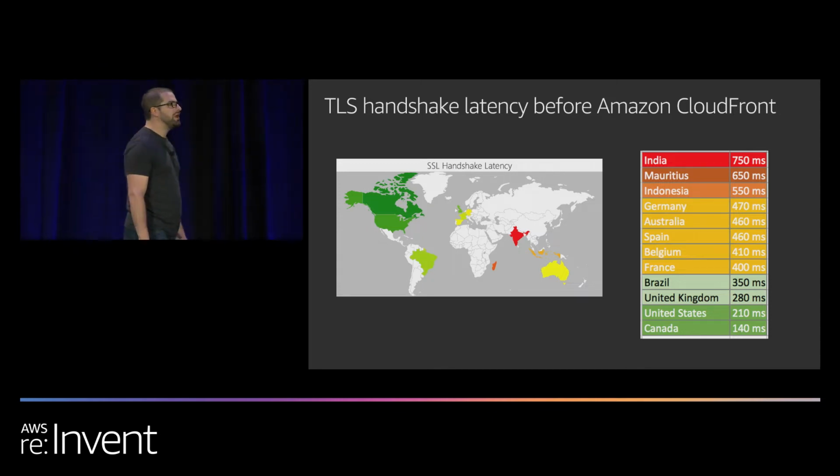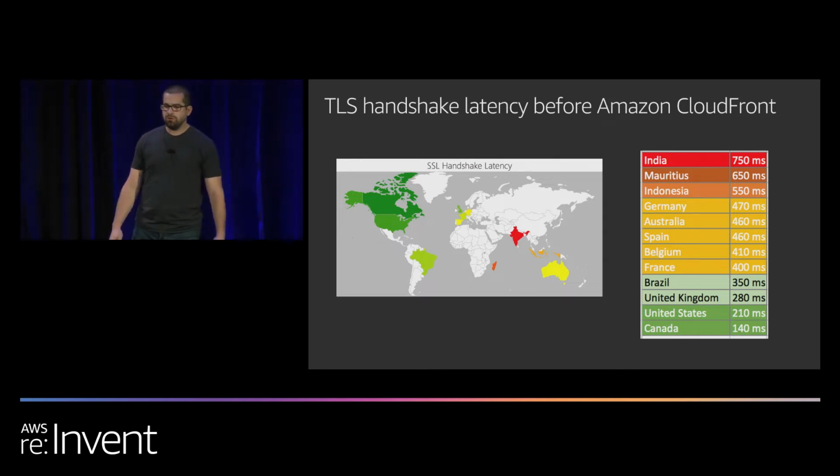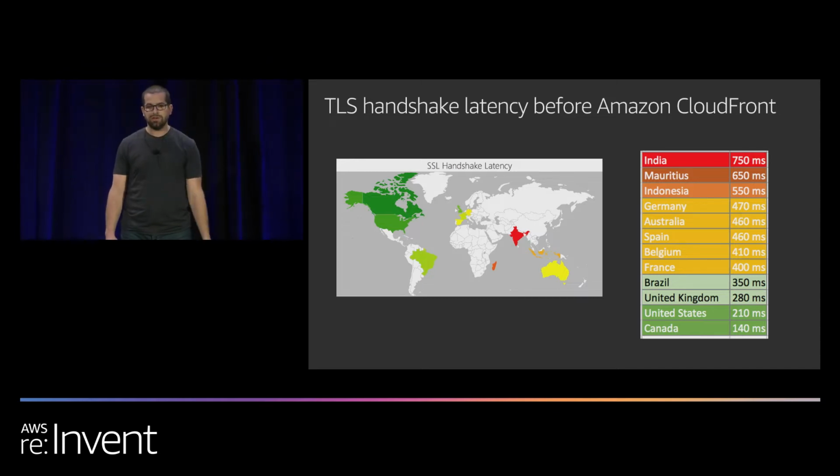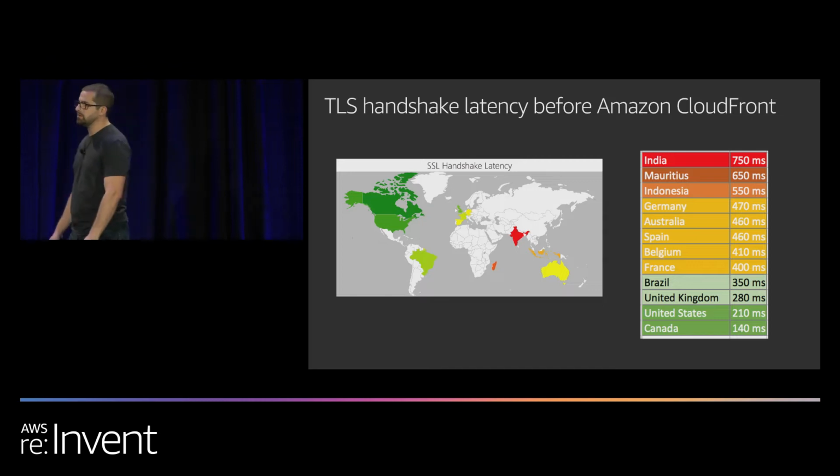And so we started to measure some of this performance from our clients. These numbers are reported from our iOS clients as an average in these different countries. We have India that is over 700 milliseconds to establish this handshake. Germany, 470 milliseconds. Even the US, even just an average of the US is 210 milliseconds.